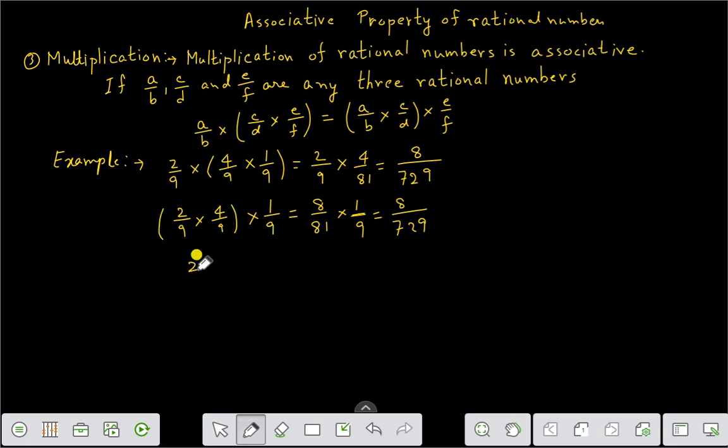Therefore we can say that 2 by 9 into in bracket 4 by 9 into 1 by 9 is equal to in bracket 2 by 9 into 4 by 9 into 1 by 9. Therefore, we can say that associative property is true for multiplication of rational numbers.